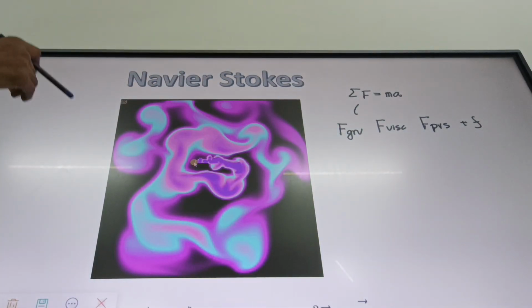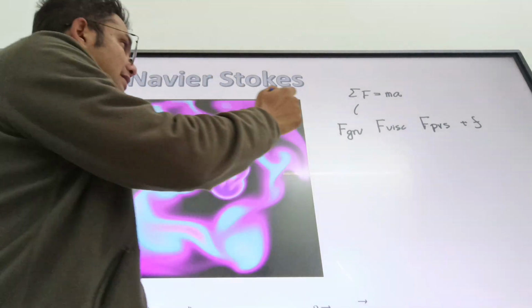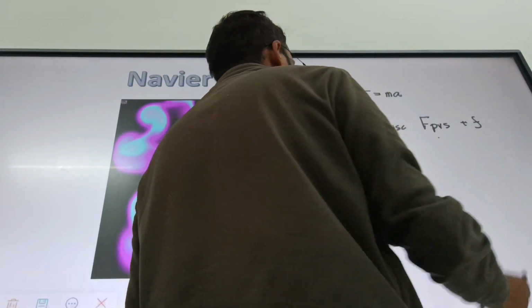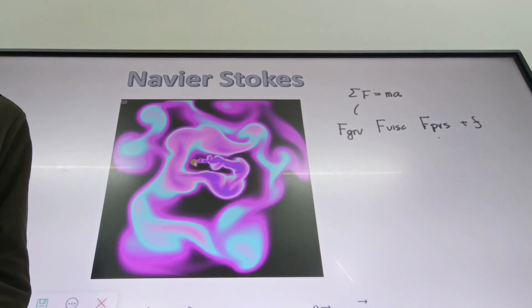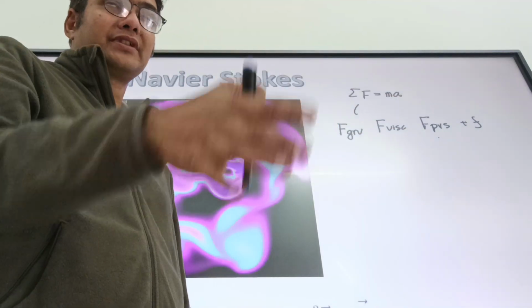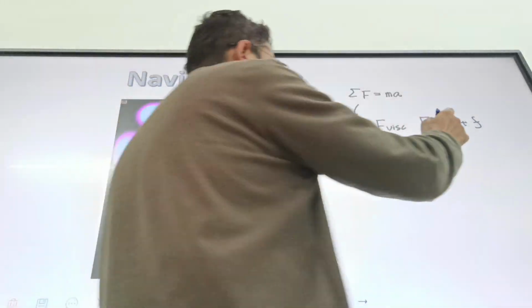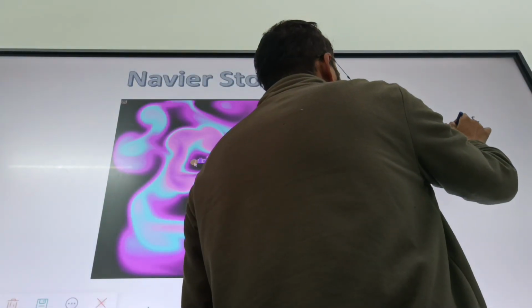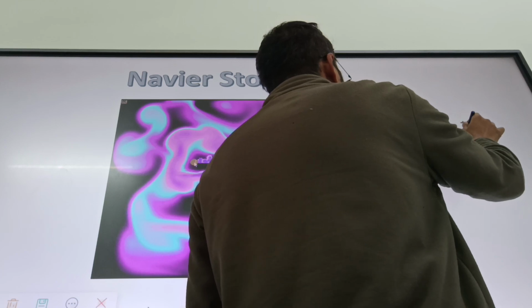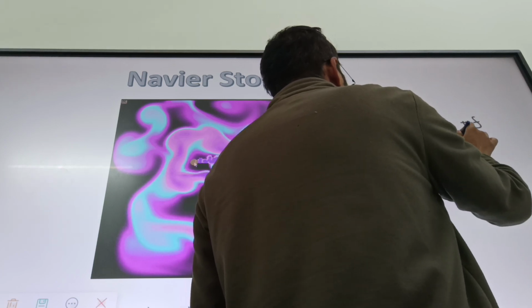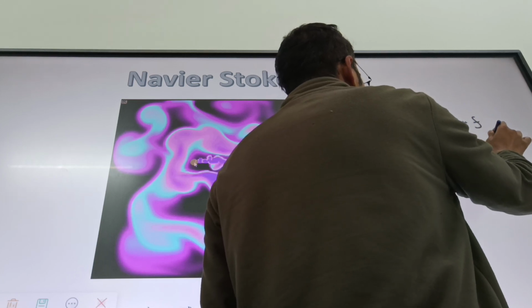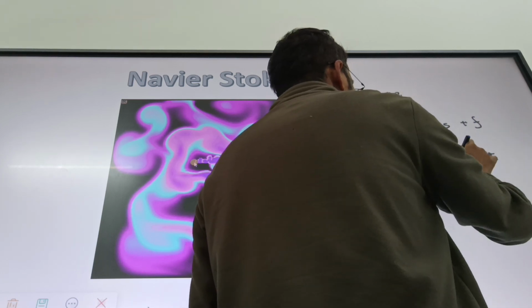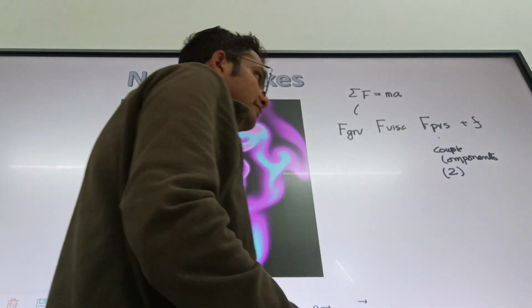Okay? In this, the pressure force has a coupling component. What is pressure? Pressure is a normal force. And if we apply a normal force, there will be a reaction force. So there will be a coupling. The coupled components for pressure is 2 in each direction.